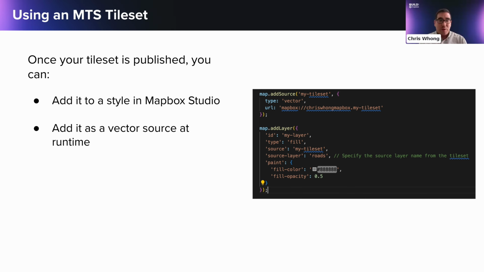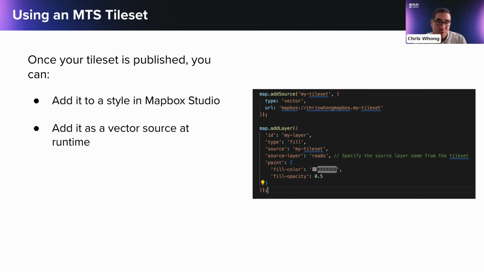Once you have your tileset published, then what do you do? You can either add it to a style in Mapbox Studio, or you can add it to the style of a map that's already running at runtime. I'm showing a snippet here of using addSource and addLayer. If you've ever used addSource and addLayer in Mapbox GL JS using a GeoJSON source, it's really the exact same syntax, except it's a vector source and not a GeoJSON source.